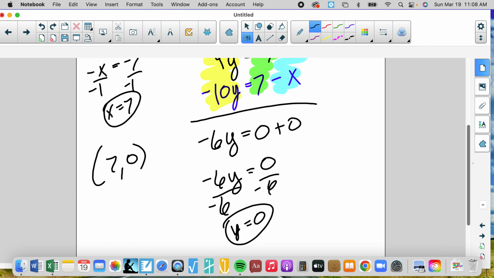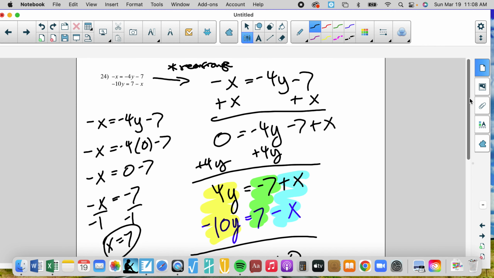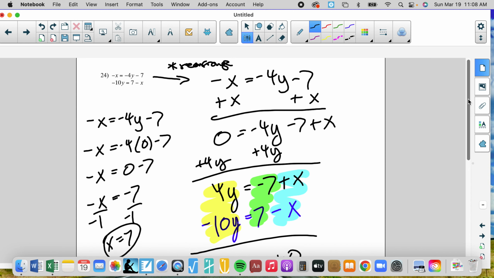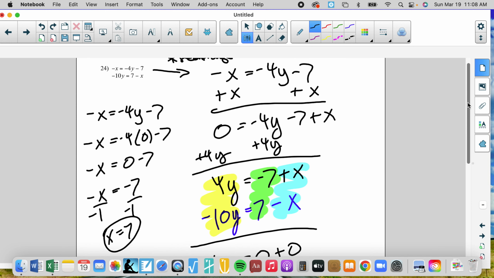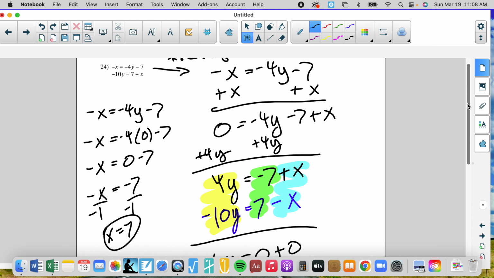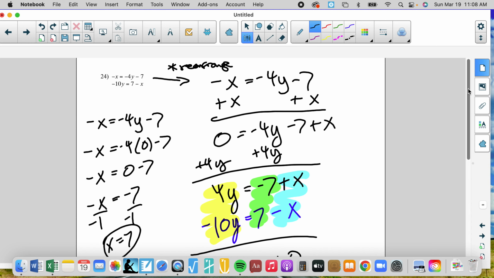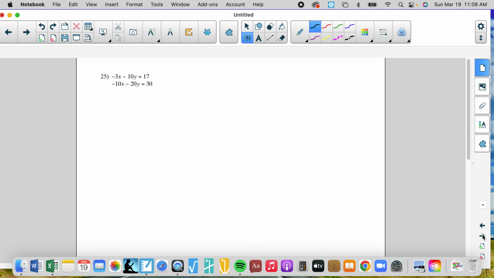7, 0. So let's check. We're not going to check the top equation. We're going to check with the bottom one. So negative 10 times 0, and 7 minus 7 is 0. So 0 equals 0. I'm correct. All right. Now, this is good.